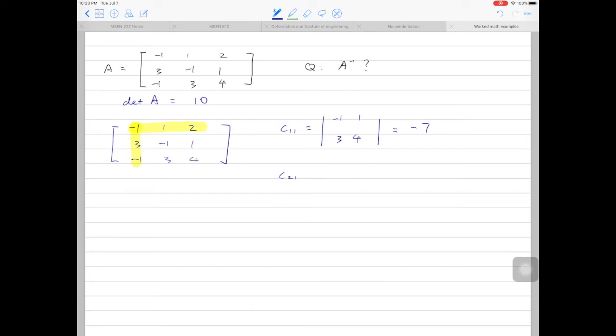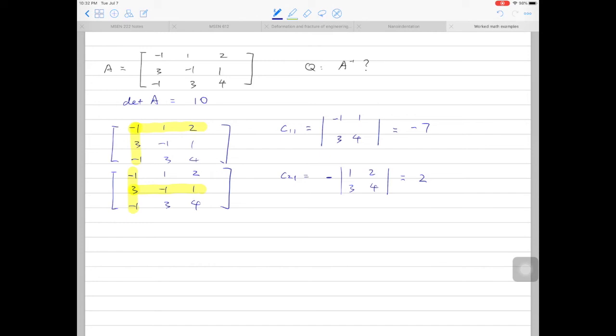So C21 is in the first row, second column. In the original matrix A, the entry for A21 is here, corresponding to C21. Then we need to block the row and block the column. So the matrix we have is 1, 2, 3, 4. Because the signs are alternating, we need to put a negative sign in front, and this gives us 2.